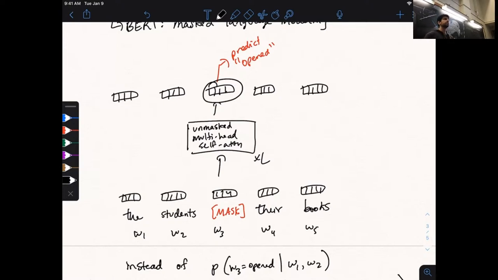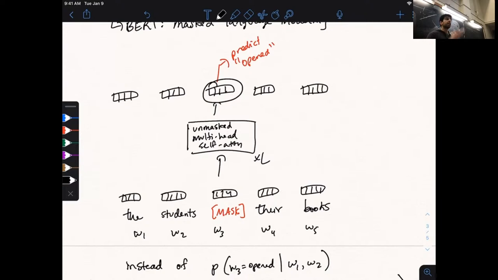Before I get to how we use this model to solve different tasks, I also want to highlight another con of this setup, which is that it is very inefficient to train compared to a language model. So in a language model, for this same sequence of five words, I would get five predictions of the next word, right? One at each position. In this case, I only get one prediction at the mask token, right?